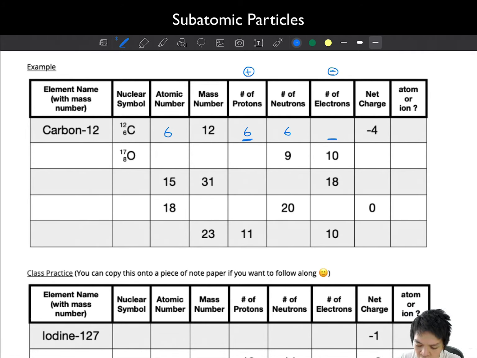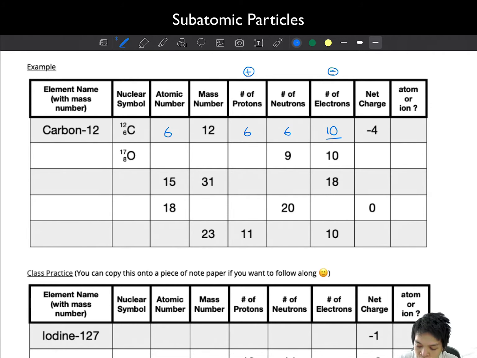Electrons are negative. And specifically, there should be 4 more electrons than there are protons. If there are 6 protons, and I know that there should be 4 more electrons than there are protons, then there should be 10 electrons, right? There should be more electrons than protons for us to have a negative net charge. Hopefully you kind of got that.